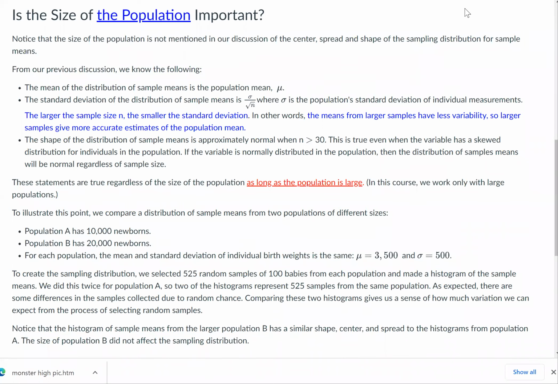Now the question here is, is the size of the population important? Notice that the size of the population is not mentioned in our discussion of the center, spread, and shape of the sampling distribution for sample means. From our previous discussion, we know the following.